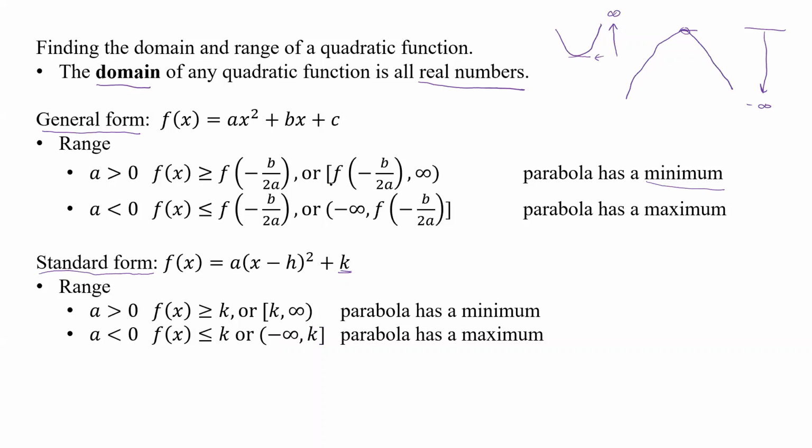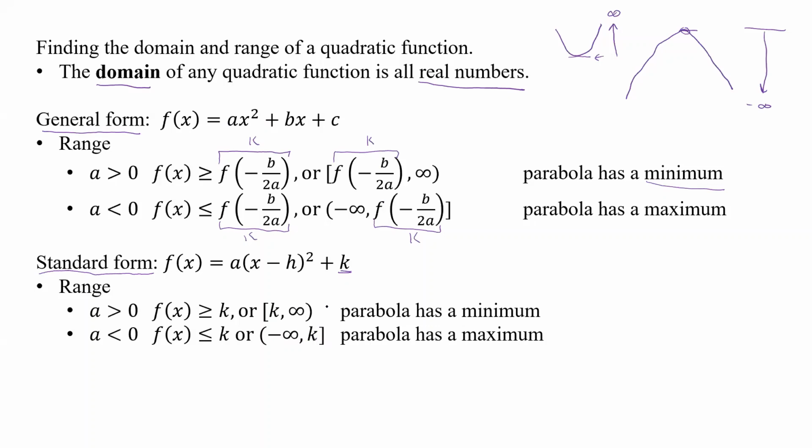So both of these basically are saying the same thing, because this piece here is just k, and again, this is just k, but because it's not in the form of standard form, we think of it as f of h or f of minus b over 2a. And the same thing here. This is also your k, and this is also your k. So that's why we have just from k to infinity or from negative infinity up to that k.